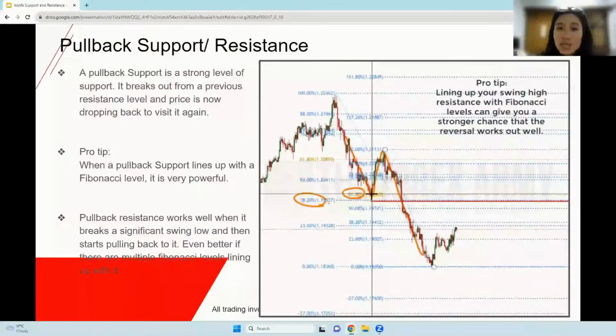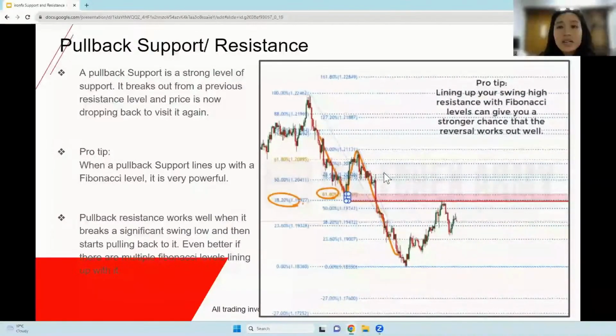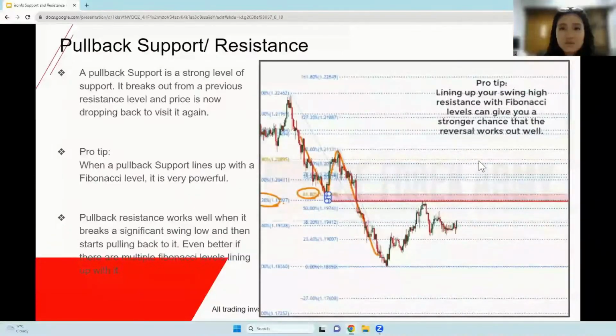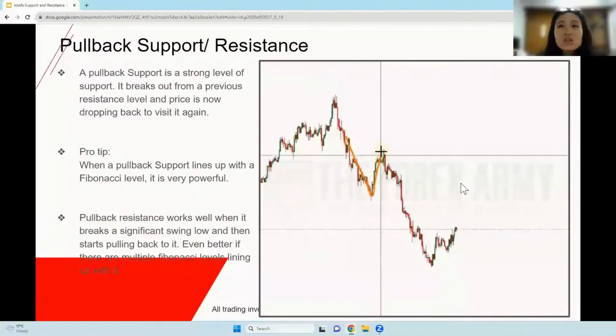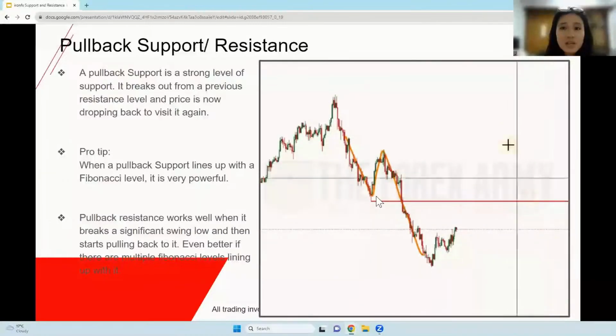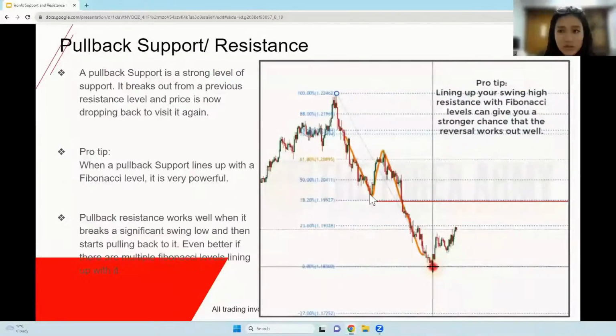It's even better, again, if there are multiple Fibonacci levels lining up with it. So here in this GIF, ignore the Fibonacci levels first because it is a little bit messy. Maybe I'll just refresh it. Okay, so here is our swing low for reference. This is our swing low that we are using as a support level for now.